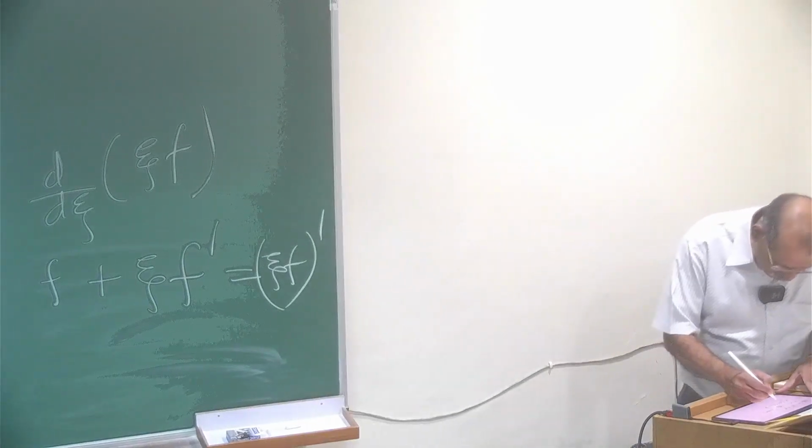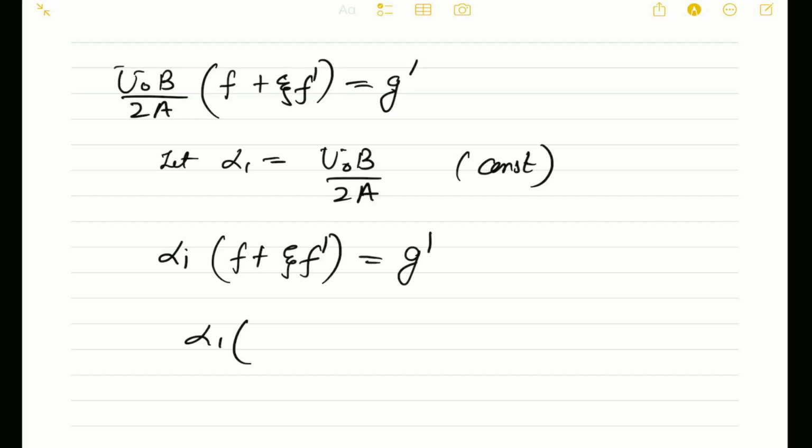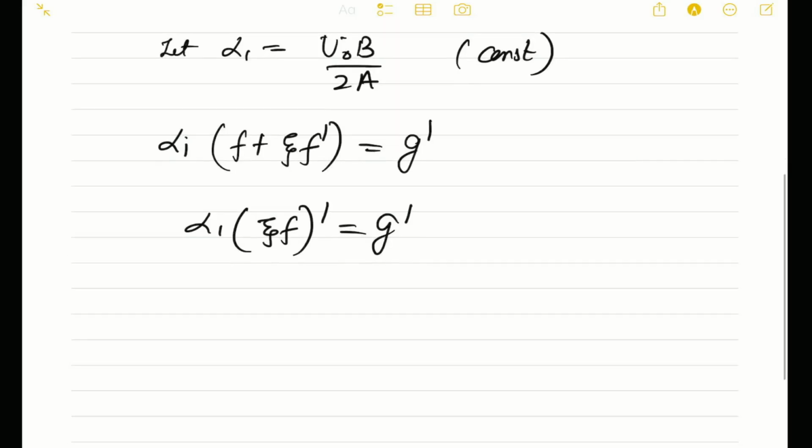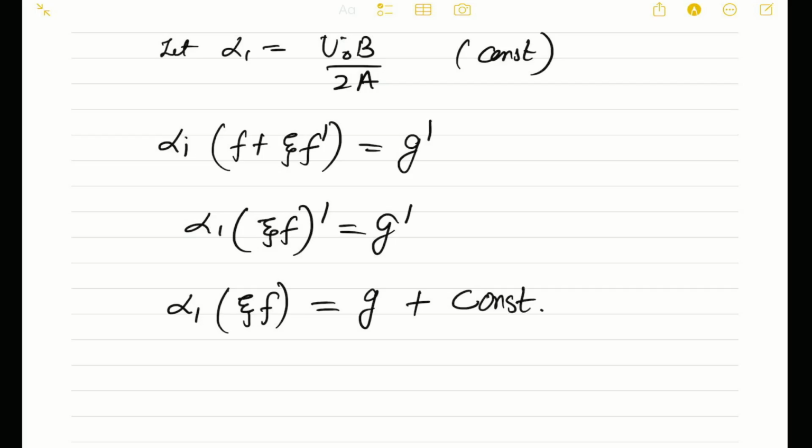Okay, so this gives us alpha 1 times zeta f whole prime is equal to G prime, and now I can integrate this. So I will get alpha 1 zeta times f is equal to g plus a constant.